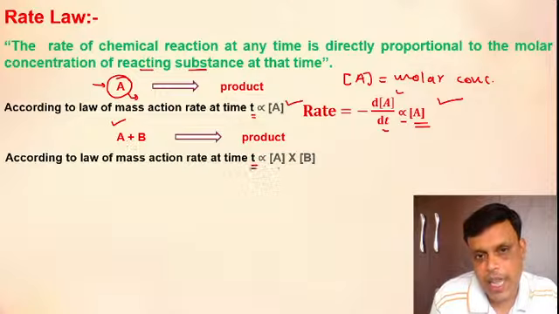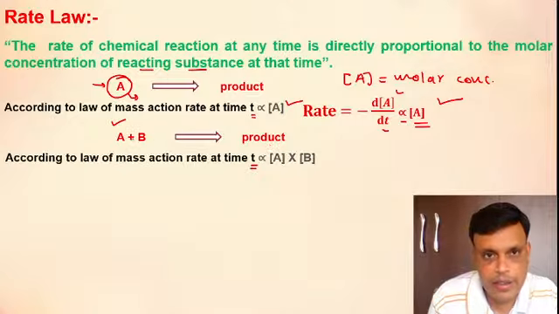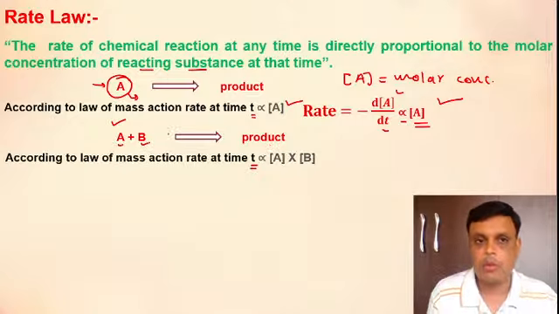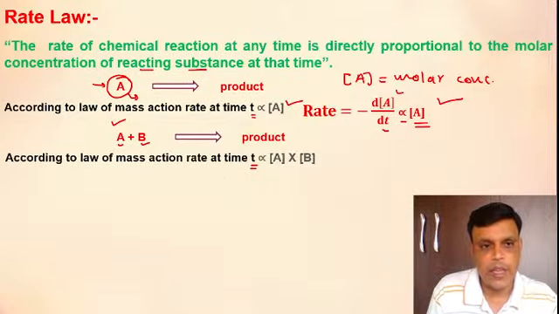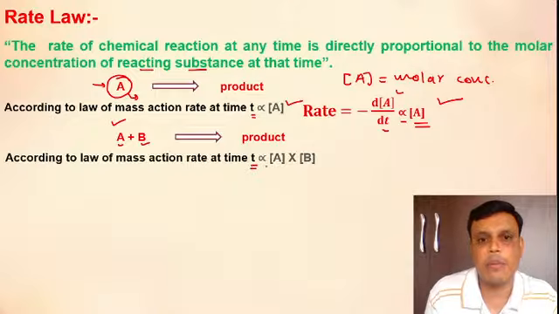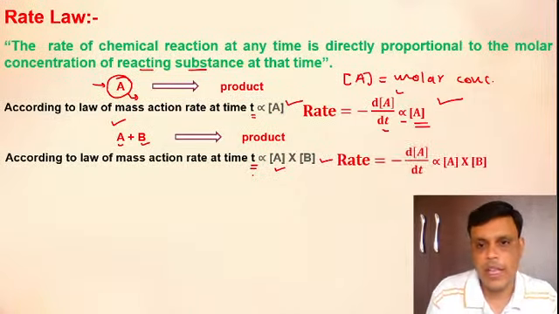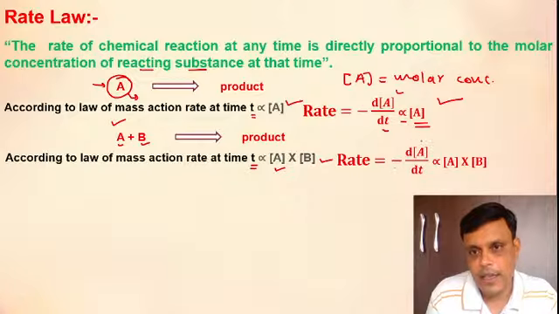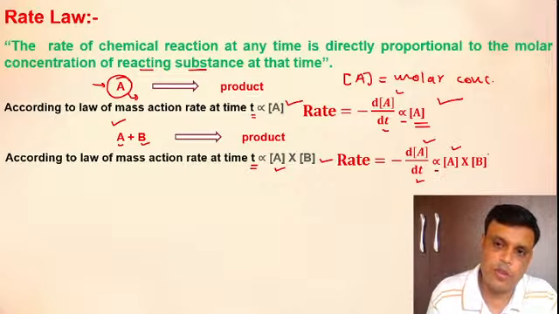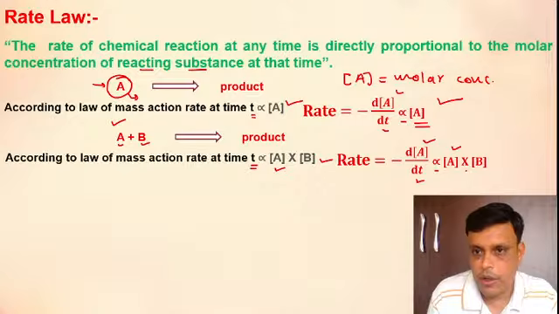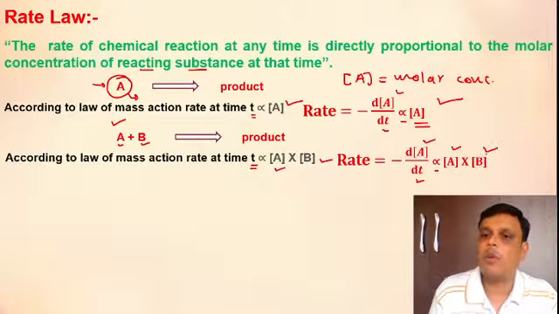Rate at time t is directly proportional to the reacting substances. Here the reacting substances are two, A and B. Two reactants are there. So rate at a time t, according to the law of mass action, is directly proportional to the molar concentration of reactant A and the molar concentration of reactant B. So we'll write it in equation form: rate is equal to minus d concentration of A by dt, which is directly proportional to the molar concentration of A multiplied by the molar concentration of B.